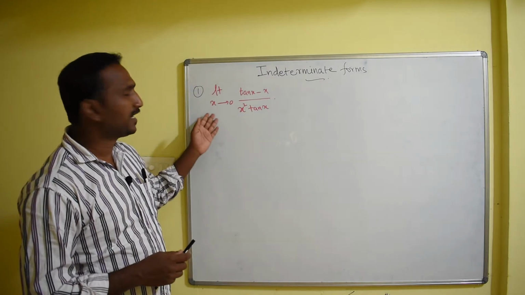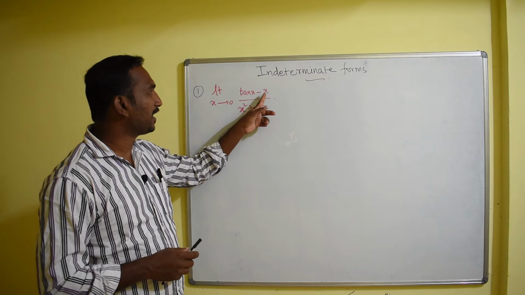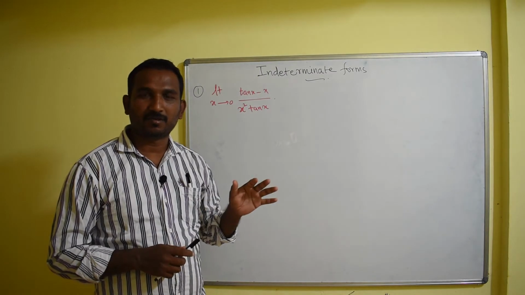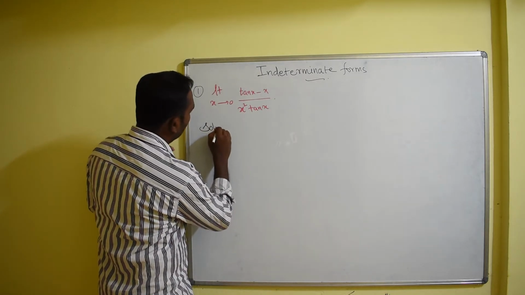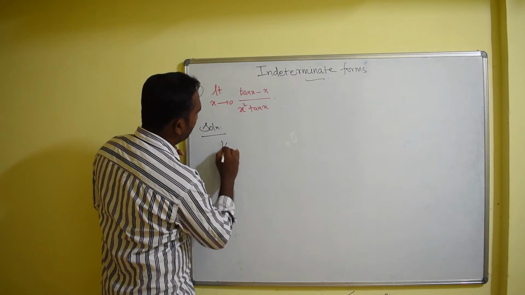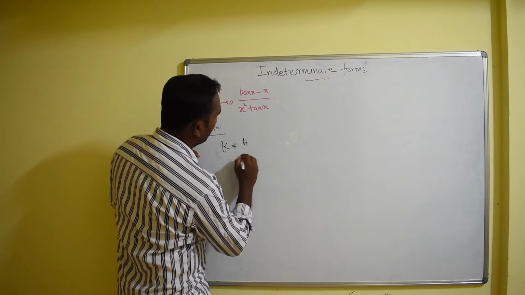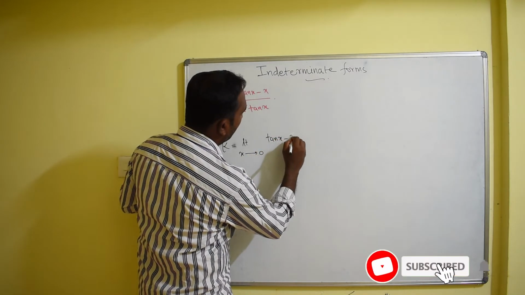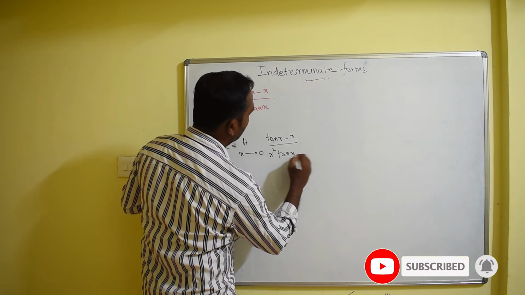The first problem I have taken is limit x tends to 0 of (tan x minus x) divided by (x square into tan x). So this is the problem we want to solve here, right? Let us take k is equal to limit x tends to 0 of (tan x minus x) divided by (x square times tan x), correct?